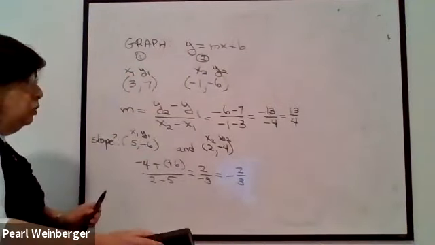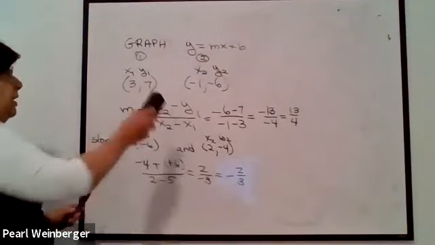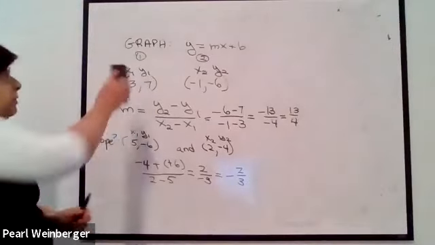That'll give us our slope. If we have 2 points on the line, we can use the slope formula, and that'll give us the slope of the line. So whichever method we use depends on what information we are given.